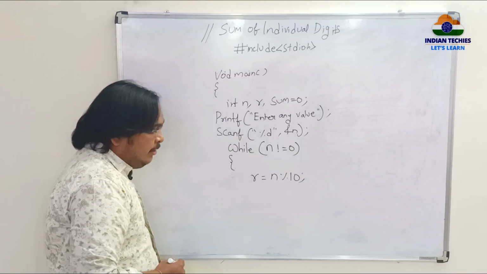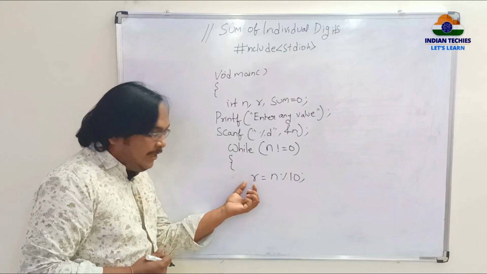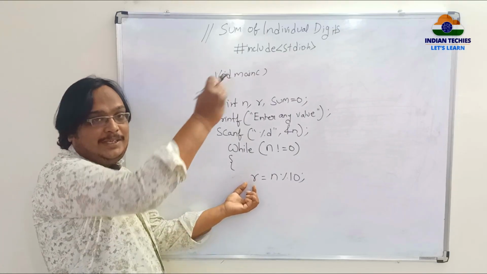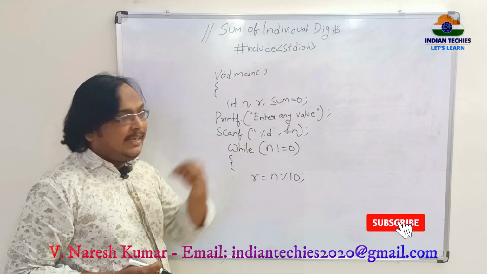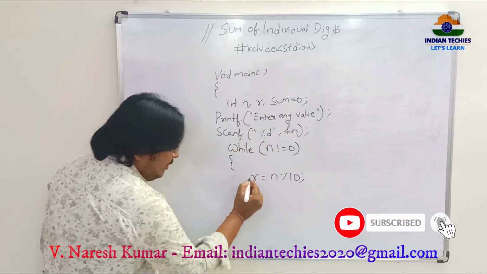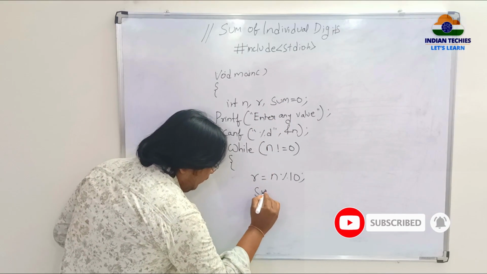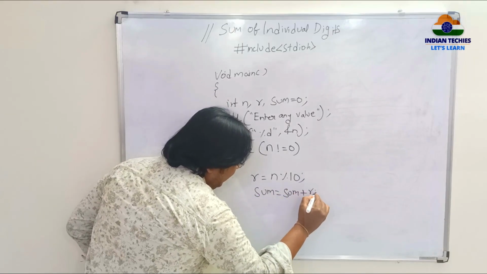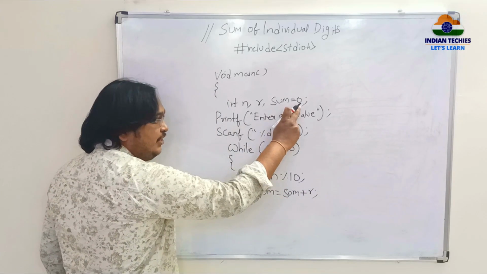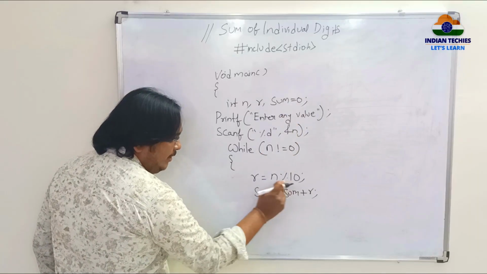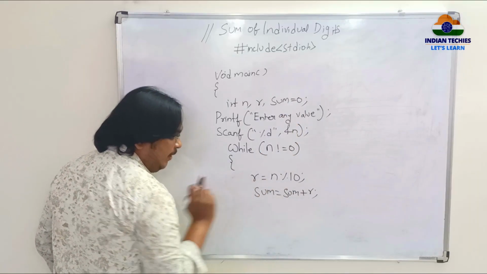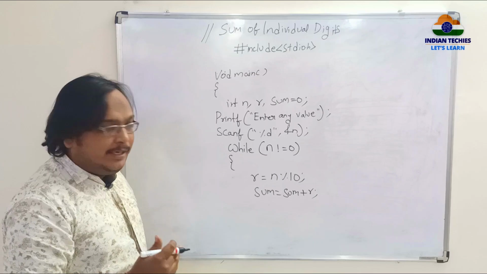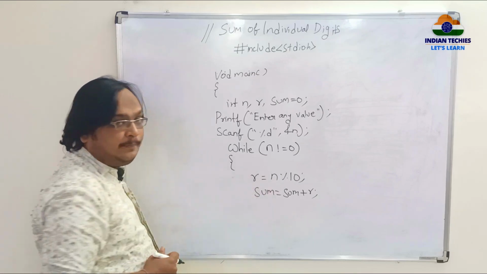Right? Next, once I get my remainder, I store it in some other temporary variable. Here I have taken that temporary variable as sum. Means I have added this remainder to sum. That is, sum is equal to sum plus remainder. Initially sum value is 0. So I have added this newly obtained remainder to sum, so that the updated, remainder-added values will be in sum.